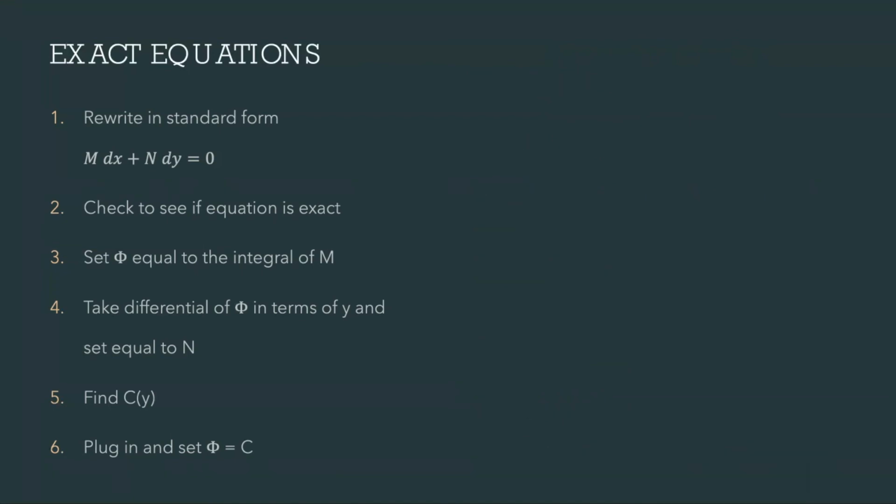Alright, since there are many steps to doing exact equations, let's solidify your skills by doing another example. The example that I've chosen is 2x plus y times dx plus x minus 2y times dy equals 0. Again, this equation is already written in standard form where m and n are easily picked out. So m is 2x plus y and n is equal to x minus 2y.